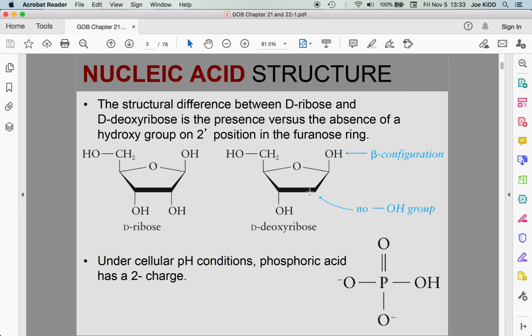Technically, deoxyribose is not a carbohydrate because it does not follow the same pattern, because it is missing this oxygen. The structural difference is pretty easy. At the 2-carbon, ribose, the sugar, loses one of its hydroxyl groups to become deoxyribose. Both are still in beta conformation.